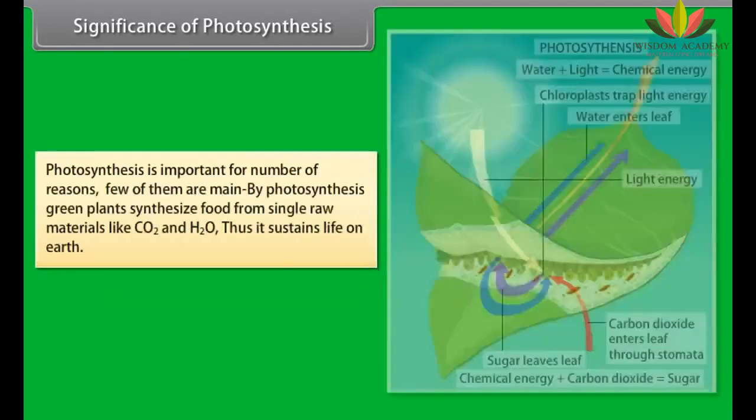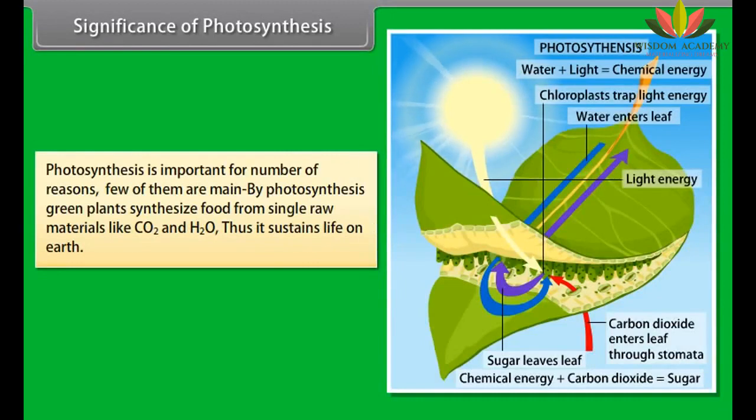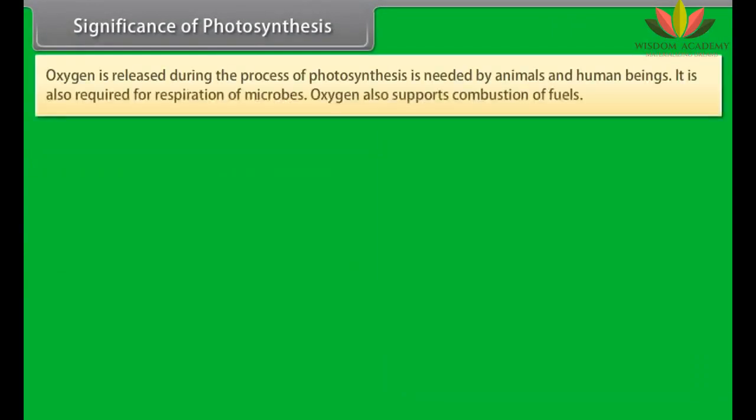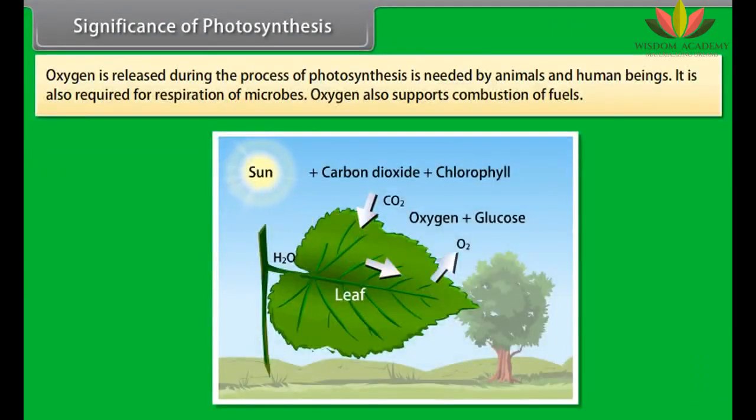Intake of water. The water required by the plants for photosynthesis is absorbed by the roots of the plants from the soil through the process of osmosis. The water absorbed by the roots is transported upward through xylem vessels to the leaves, where it reaches the photosynthetic cells and is utilized in photosynthesis.